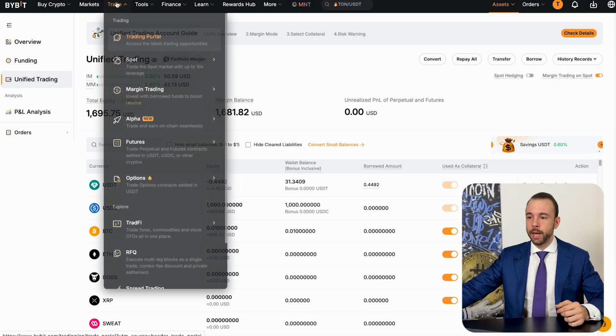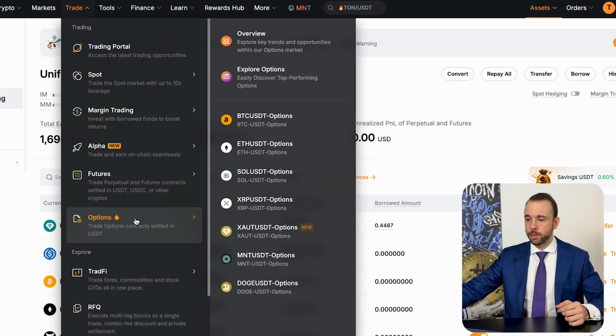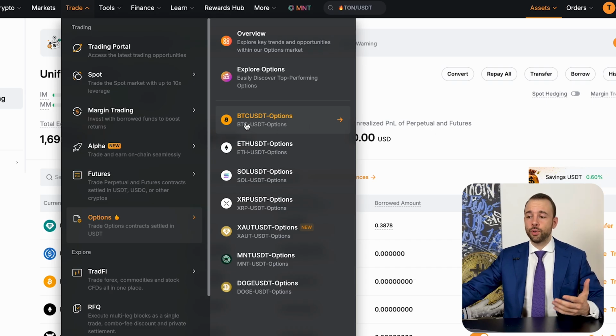And let me show you how to find the options and how to start. First of all, to find the options, we have to navigate to trade and then to options. And here you can see all available options that you can trade on ByBit. So you can trade options for Bitcoin, Ethereum, Solana, XRP, MNT, Doge, and tokenized gold.